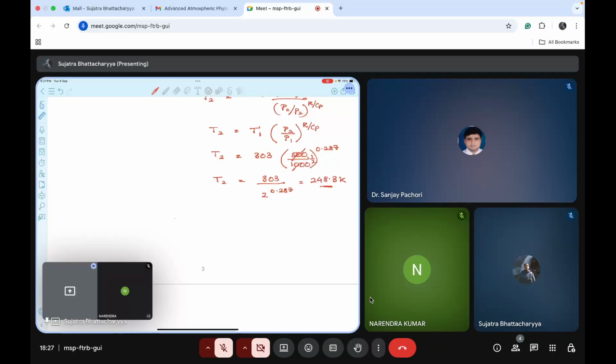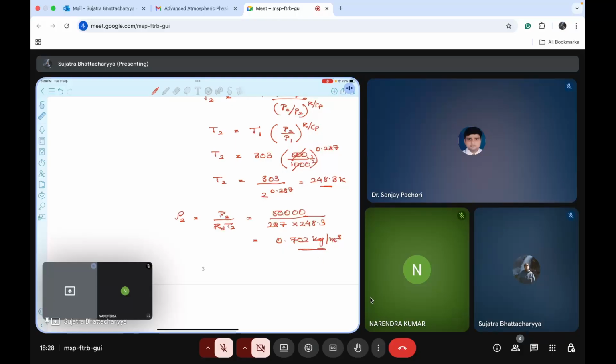And I need rho 2, which is the density at 500 hectopascals. So it is P2 divided by R into T2. Now P2 you have to put in pascals, 500 hectopascals is 50000 pascals, and R is 287, a known value, and T2 is 248.3 Kelvin. If you do this, it comes out to be 0.702 kg per meter cubed.